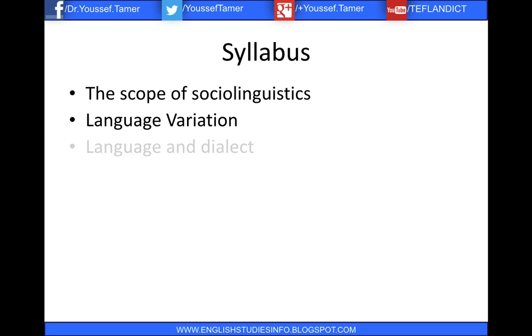So the next thing we're going to cover is language and dialects, the distinction between language and dialect. We'll see what the definition of a language is, what the definition of a dialect is, and what the differences between the two are. What are the criteria we can rely on in order to call a variety a language, and the criteria we can rely on in order to call another variety a dialect? For example, Moroccan Arabic is a dialect, and Standard Arabic is a language. Okay? So there are distinctions in there. We will see that, language and dialect.